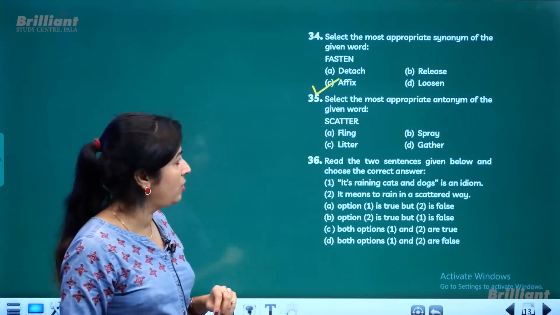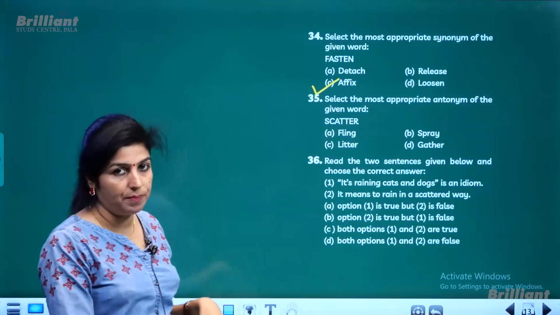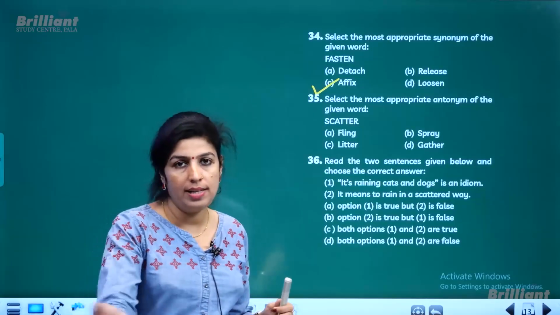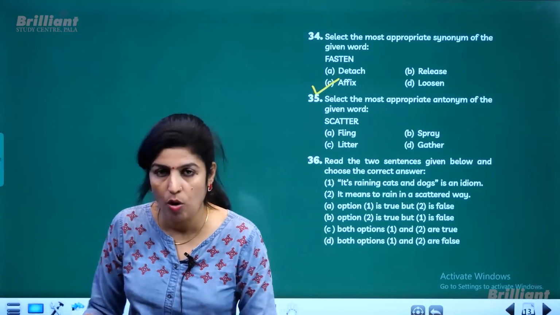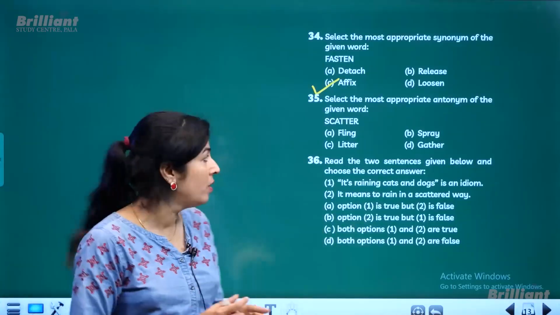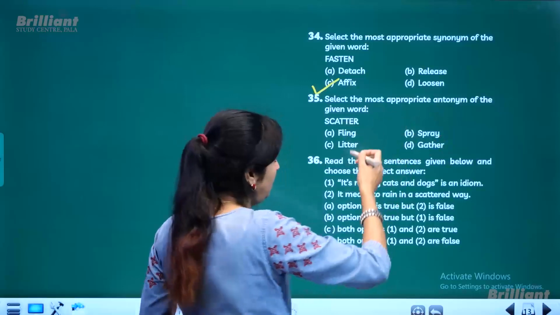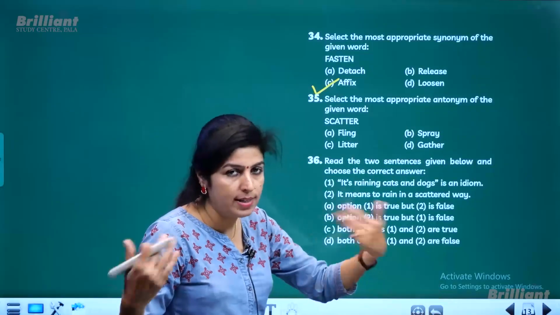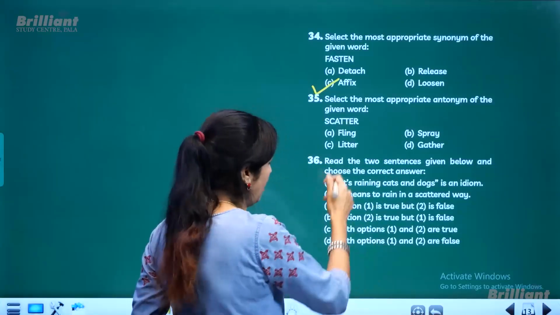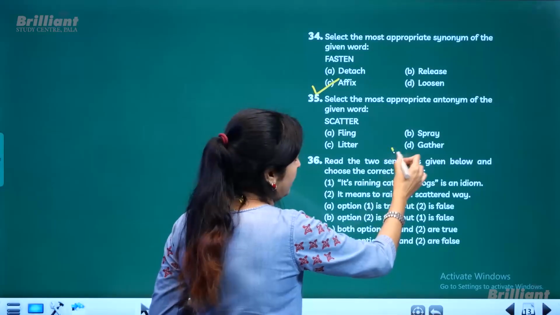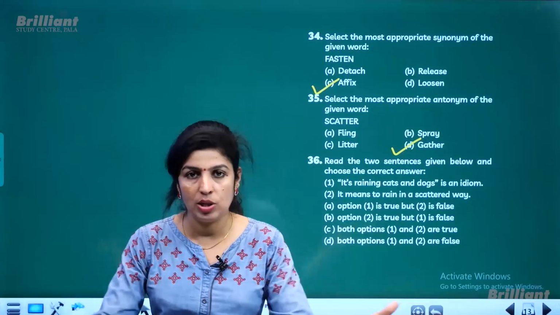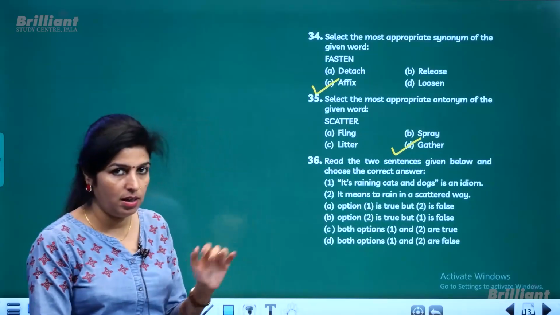Now again find out antonym for the word scatter. Scatter, you know, when you throw something on the floor. If you throw rice on the floor, it would be lying on the floor all scattered. Not at one place, it would be lying scattered, spread. Okay. So you have to find out antonym. Scatter means in a spread way. So what is the opposite of that? Fling means to throw something. Spray, you know what spray is? Litter, to make something dirty. Gather is the correct antonym. Scatter means to spread, and gather means to collect. Spread, collect. Those are the opposites.